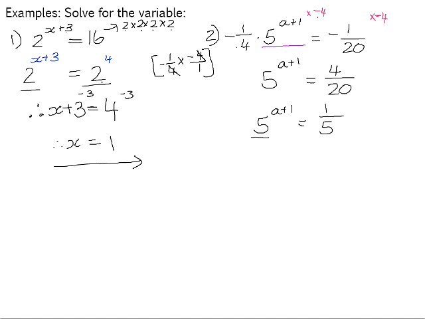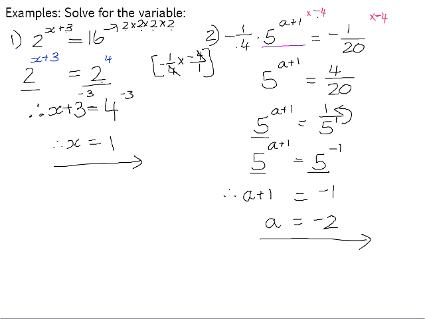Now, we need both sides to have a base of 5, and on this side, the 5 is in the denominator of the fraction. 1 over 5 and 5 are not the same base. So in order to make it the same base, we need to move 5 to the power of positive 1 into the numerator of the fraction, and in order to do that, we need to make its exponent negative. So, therefore, now our bases are the same. We can now say that our exponents are equal. Subtract 1 from both sides, and we get our value of a to be negative 2.